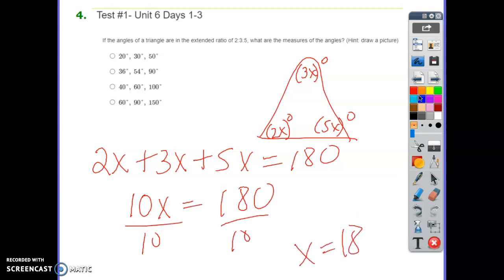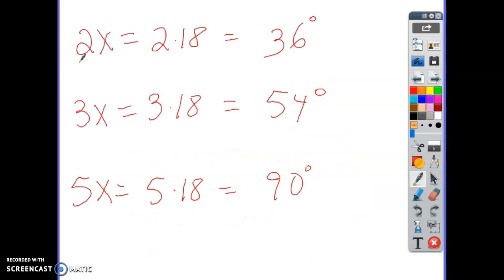So now I'd have to substitute that in. Okay, so once we get the value of x, then we have to plug it back in to each of these terms here. We got to plug the 18 in for the x for each of those. So the angle that's 2x degrees is 2 times our value of x, which is 18, 36 degrees. 3 times 18 is 54, and 5 times 18 is 90. And then you'd want to check and make sure all 3 of those numbers add up to 180, and they do, so we're good.